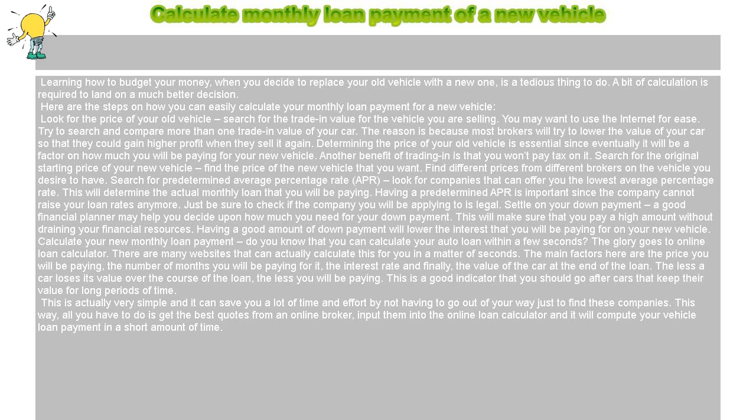Search for predetermined average percentage rate, APR. Look for companies that can offer you the lowest average percentage rate. This will determine the actual monthly loan that you will be paying. Having a predetermined APR is important since the company cannot raise your loan rates anymore. Just be sure to check if the company you will be applying to is legal.